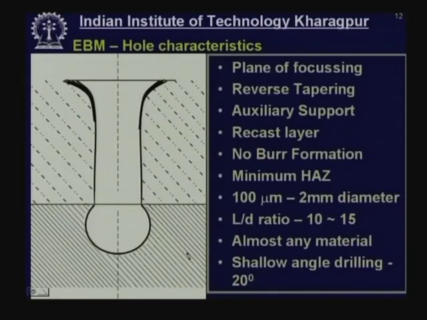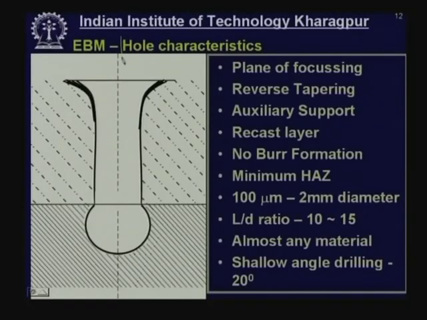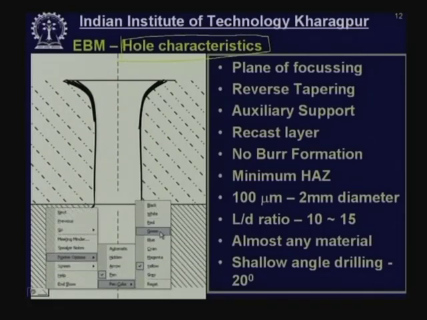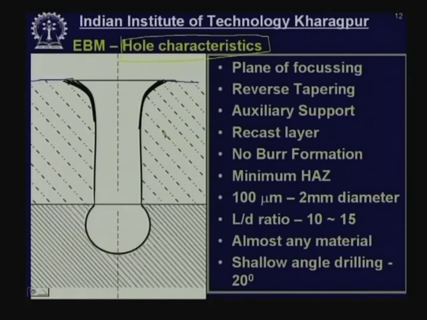Now, let us come to machining characteristics. In any non-traditional machining process, there are machining characteristics. In electron beam machining, the shape of the hole is the machining characteristic. So, what is there to study? This is my workpiece that is supported on auxiliary material. Typically, the main problem in electron beam machining is the formation of what you can see here, a recast layer at the entry, a recast or resolidified layer at the entry.